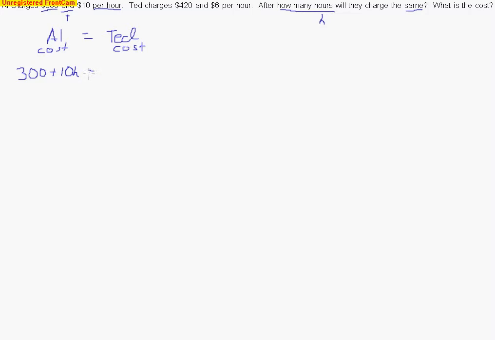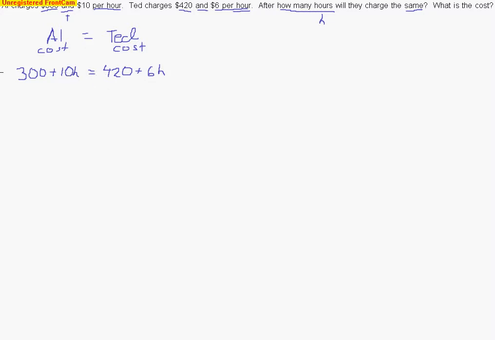Now on the other side, I'm going to do Ted's charge. Well, his charge is similar, except it's a little bit more, $420. And again, that and means just that I'm going to add another cost. And the other cost is $6 per hour. But again, it's per hour, so I don't know how many hours I'm going to use it for. And I want those hours to eventually be the same for the two. So I'm just going to put 6h. So now we've got an equation, and we can solve.